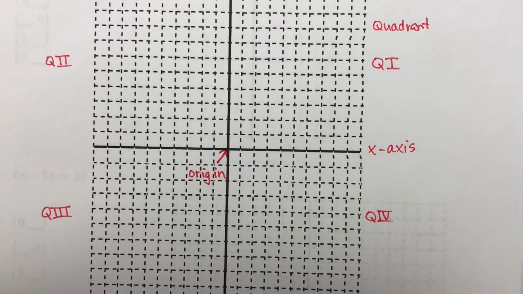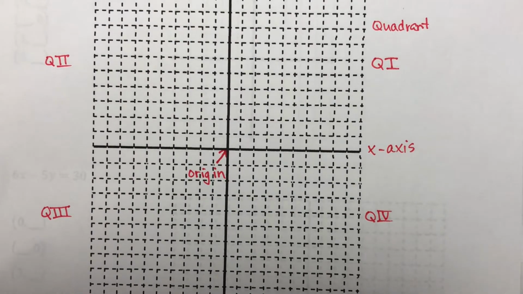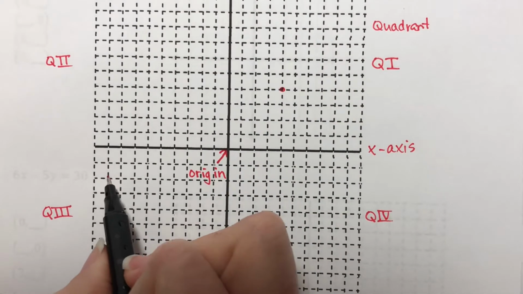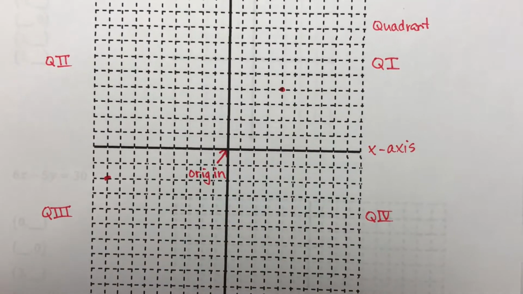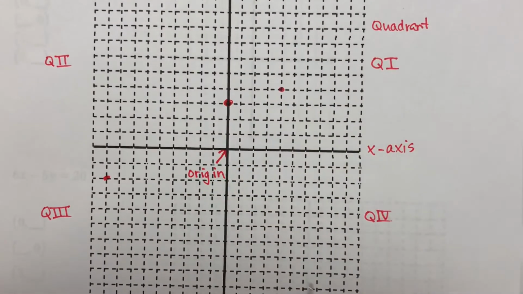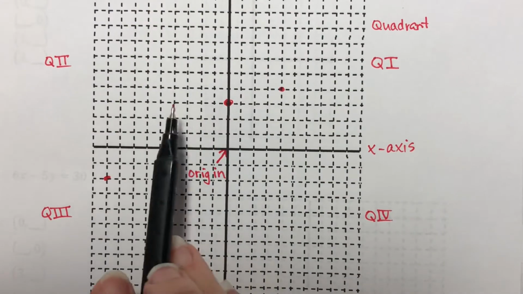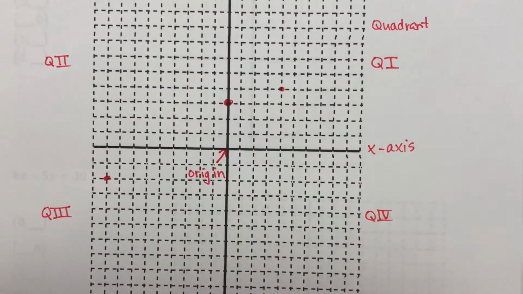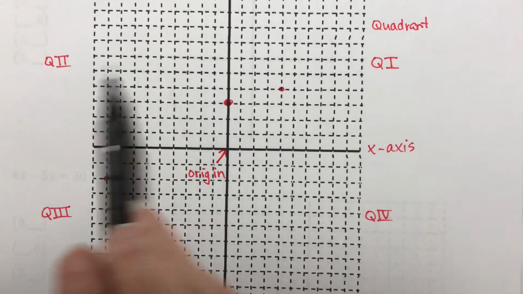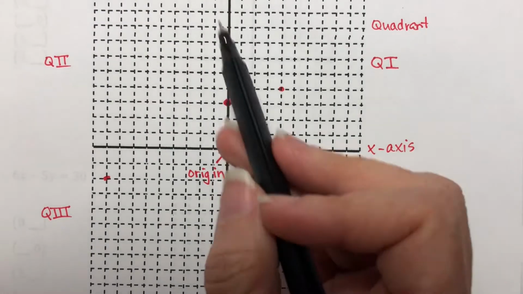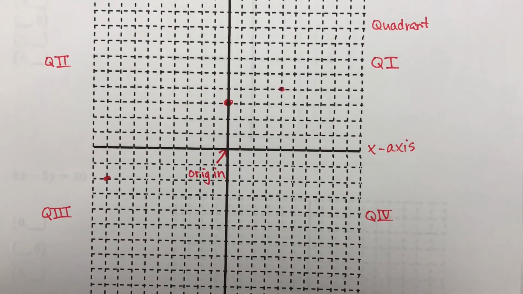You're going to have some problems where they'll give you a point and ask which quadrant it's in. So if they gave you this, you would say it's in quadrant 1. If they gave you this, you'd say it's in quadrant 3. If they gave you this, you're also going to have the option of no quadrant. Basically, these problems will be labeled A, B, C, D. You'll be asked, is it quadrant 1, 2, 3, 4, or no quadrant? You're going to say no quadrant whenever your point is on one of the axes lines.